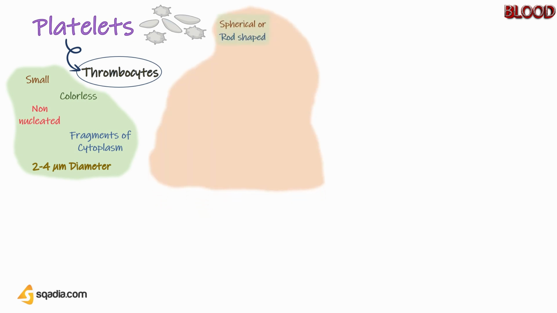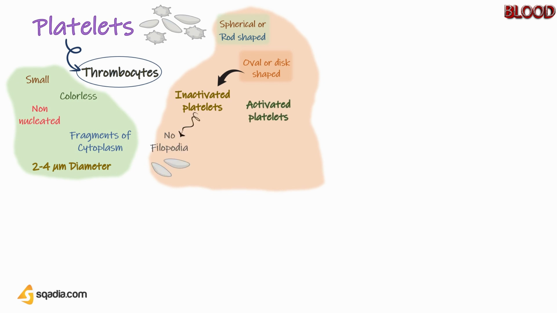Normally, platelets are of several shapes, like spherical or rod-shaped, and become oval or disc-shaped when inactivated. Inactivated platelets are without processes or filopodia, but during activation, the platelets change their shape, with elongation of long filamentous pseudopodia, which are called processes or filopodia. Filopodia help the platelets move and aggregate together.